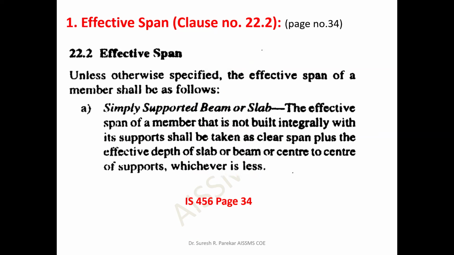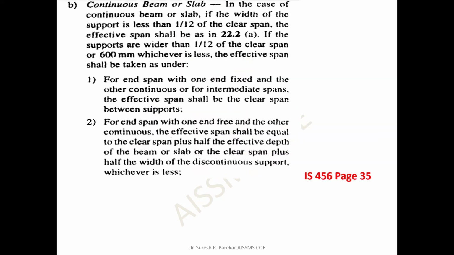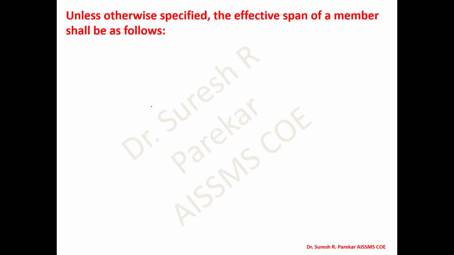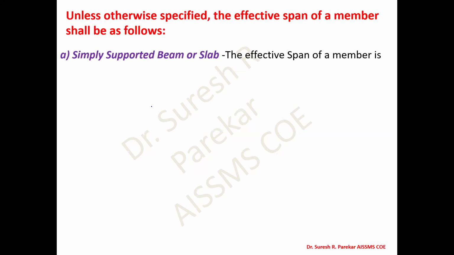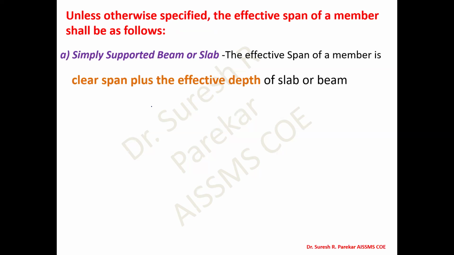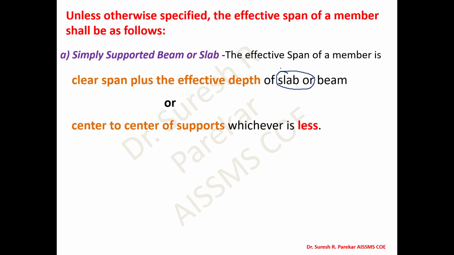So you can see this one. In the exam, you have to use the IS code. That is no problem. So what is expected? For a simply supported slab, your effective span, you can write only this part: clear span plus effective depth of slab or beam. In this, you need not write slab or beam. You have to write down clear span plus effective depth of beam, or we have center to center of support, whichever is less. As we do not know the depth of beam, we will start with center to center distance of support.